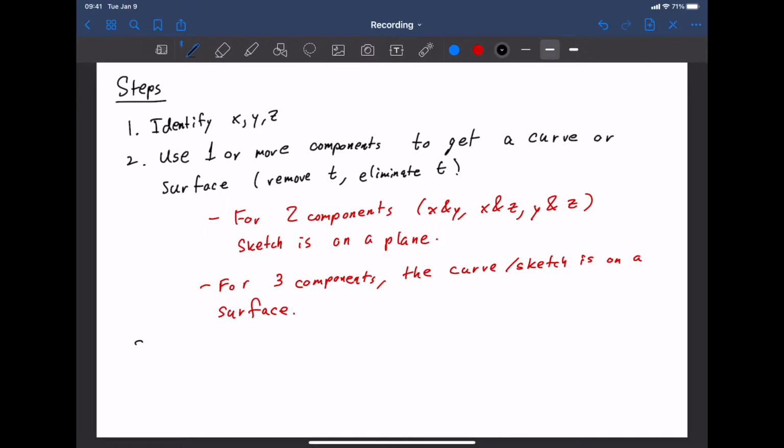And then step three: use values of t to get orientation. That's what we were doing at the end. t equals 0 and 1 are really good options unless they're not in the domain. Hopefully that's clear.